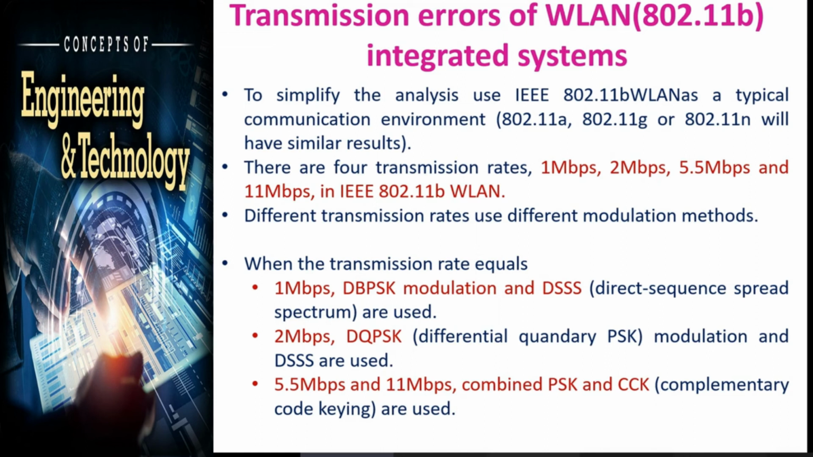For 1 Mbps, you'll be looking at DBPSK modulation and DSSS, the direct sequence spread spectrum. For 2 Mbps, you'll go for differential quadrature PSK and others. For the higher transmission rates, you'll be looking at PSK and CCK and others. This is for your information. You need to choose according to the transmission rates, so you need to look at all of this.